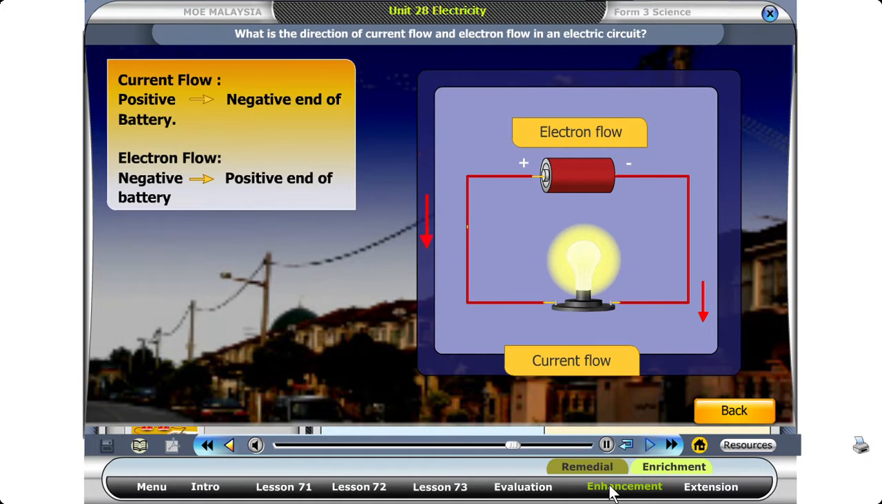The direction of current flow is considered to be from the positive end to the negative end of a battery. The direction of electron flow is considered to be from the negative end to the positive end of a battery.